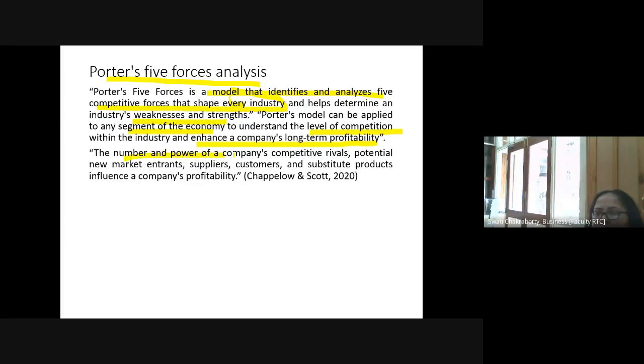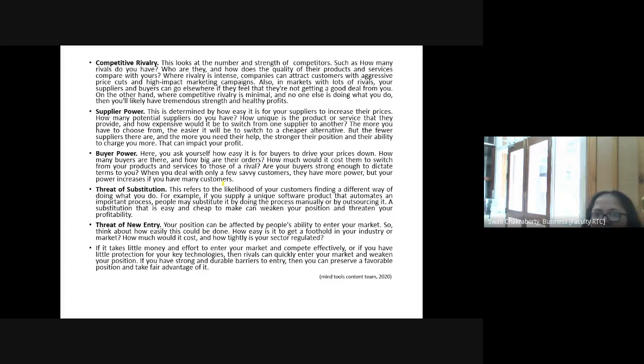The number and power of a company's competitive rivals, potential new market entrants, suppliers, customers, and substitute products influence a company's profitability. So, what are these five factors that we have? First comes competitive rivalry, which looks into the number of competitors and the strength of competitors. So, how many rivals? Who are they? What is the quality of their products and services as compared to yours? Which rivalry is more intense?